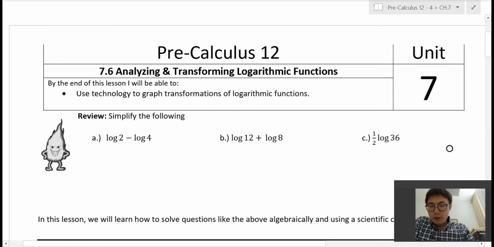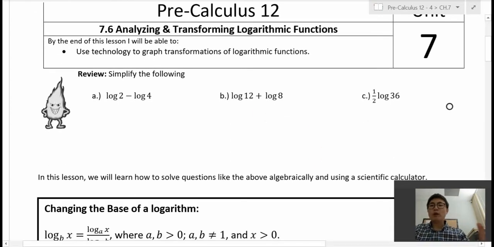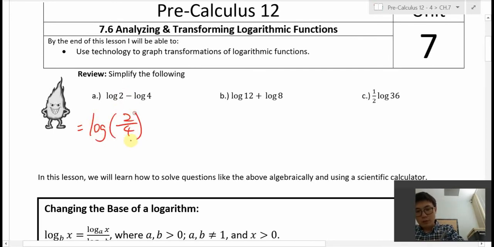All right, we are gonna move on to 7.6, which is the fifth lesson of this unit. We are gonna be transforming log functions, okay? So before we do that, we're gonna quickly review what we did last time, which was the laws of logarithms. Hopefully you recall, if you have subtraction of two logs, we can simply divide the numbers. So 2 divided by 4, so that's gonna be log of 1/2.